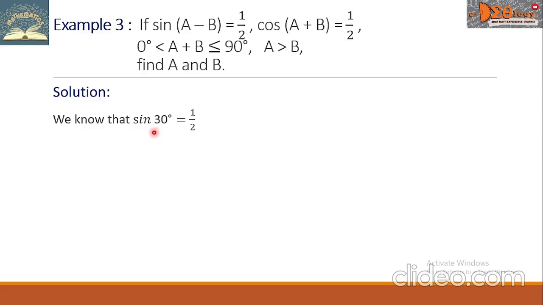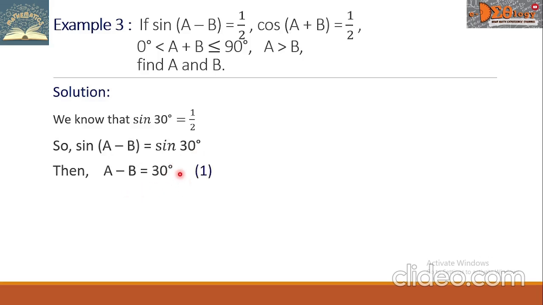We know that sine 30 degrees equals 1 half. Given here is sine of the angles A minus B equals 1 half. Therefore, the sine A minus B equals sine 30 degrees. We can simplify this further as A minus B equals 30 degrees. Let this be equation 1.